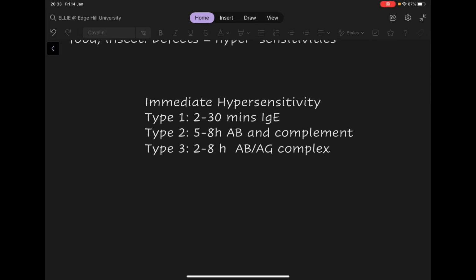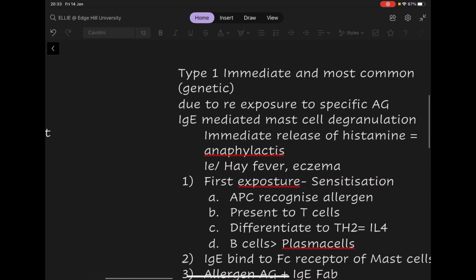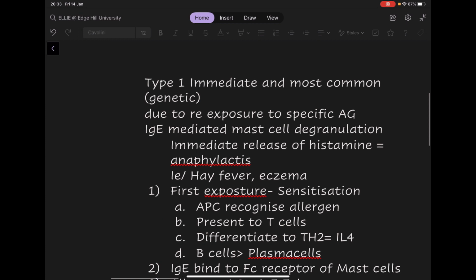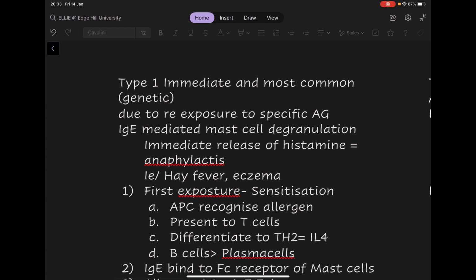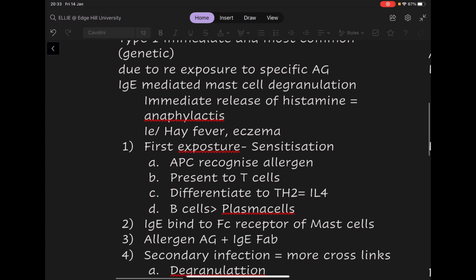There are three main types of immediate hypersensitivity: type 1, type 2, and type 3. Type 1 hypersensitivity is immediate and it's the most common, and it's due to re-exposure to specific antigens. The example being IgE-mediated mast cell degranulation. This degranulation causes immediate release of histamine, which causes anaphylaxis, the examples being hay fever and eczema.